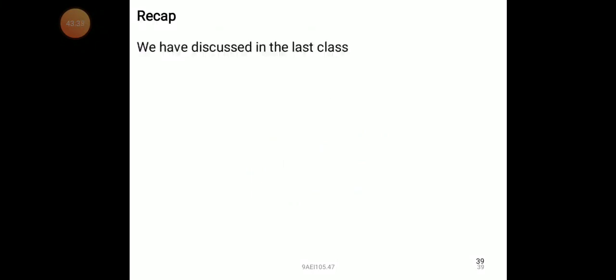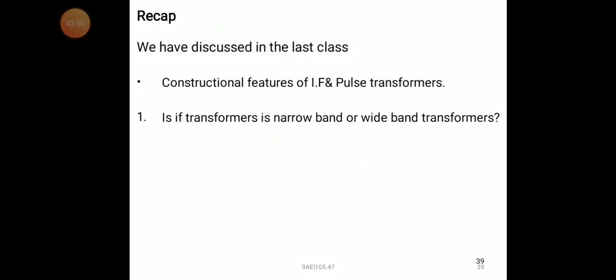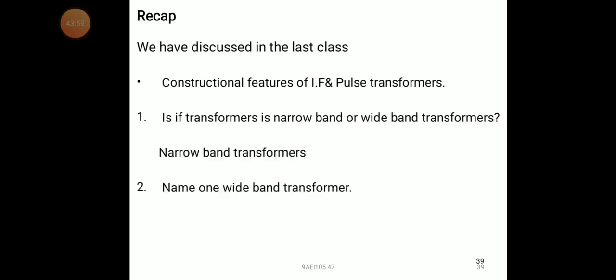Now we try to discuss another type of transformer, that is nothing but the auto transformer. Constructional details of the auto transformer. What is the auto transformer? We have discussed in this class the constructional features of the intermediate frequency transformer and the pulse transformer, which is a wide band transformer, while the other one is the narrow band transformer.